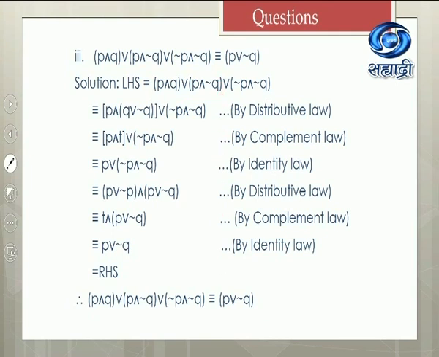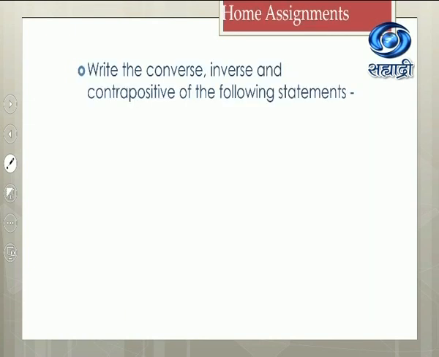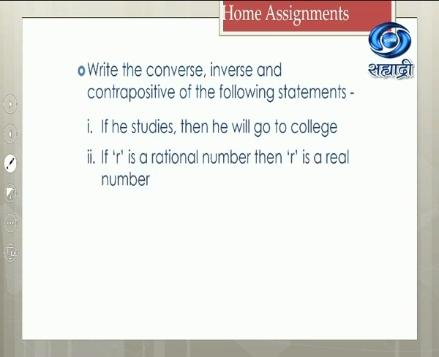Just remember the laws properly and do it, and it is not at all difficult. Just do one by one step. These are some of the examples which you can try at home. Write the converse, inverse and contrapositive of the following statements. If he studies, then he will go to college. Your students, the P statement is he studies, Q statement is he will go to college. And you can easily write the converse, inverse and contrapositive.